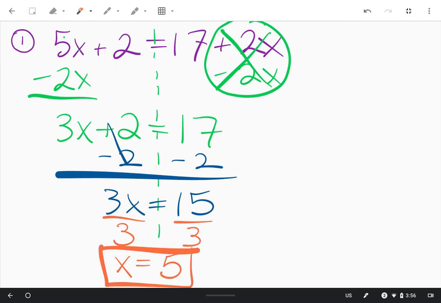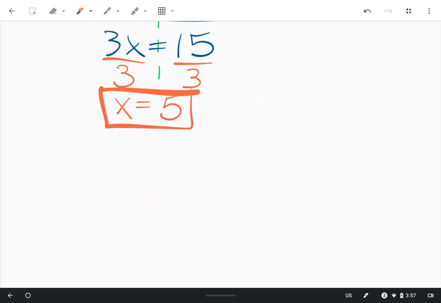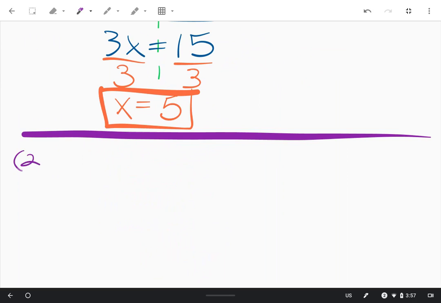So again, the steps here is to move all the x's together first, and then solve using the steps we used in the previous lesson. So really the only new thing here is this step at the very beginning of moving the x across. Everything else from there is the algebra steps we learned in lesson 1. Okay, moving on to our next problem, problem number 2.